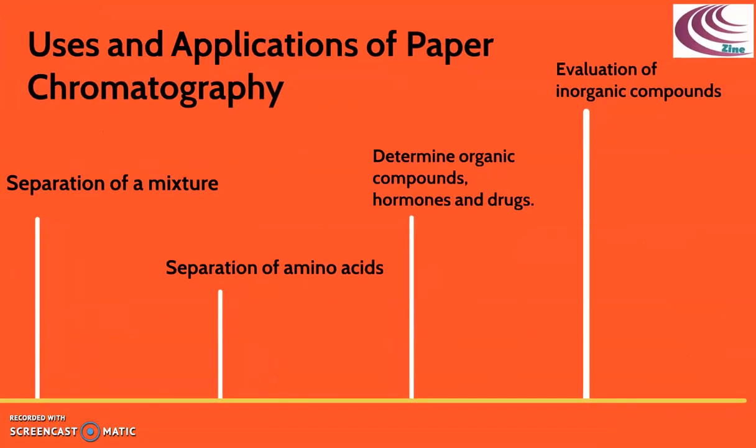Uses and applications of paper chromatography. Paper chromatography is specially used for the separation of a mixture having polar and non-polar compounds, and for separation of amino acids. It is used to determine organic compounds and biochemicals in urine. In the pharma sector, it is used for the determination of hormones and drugs. Sometimes it is used for evaluation of inorganic compounds like salts and complexes.